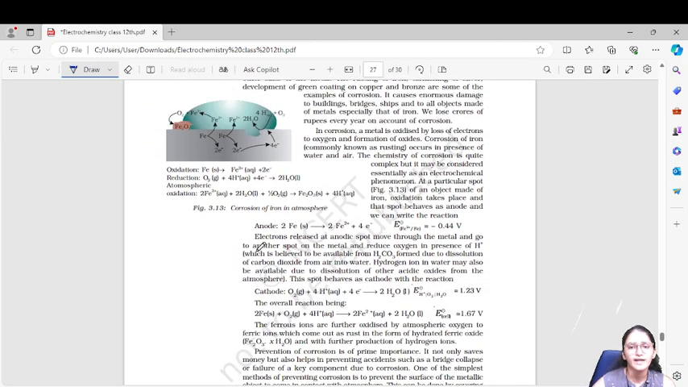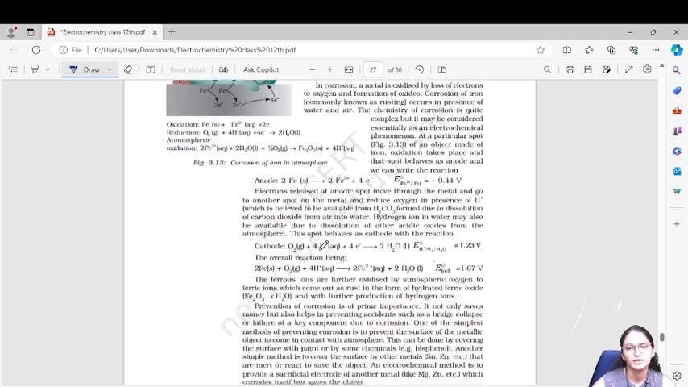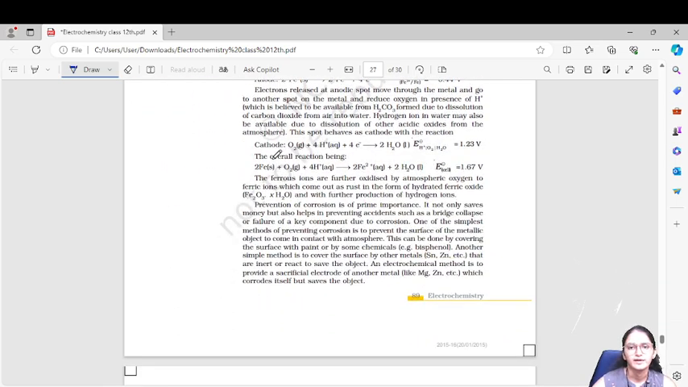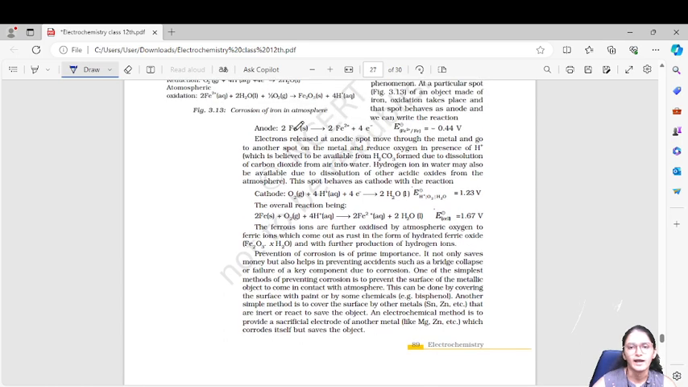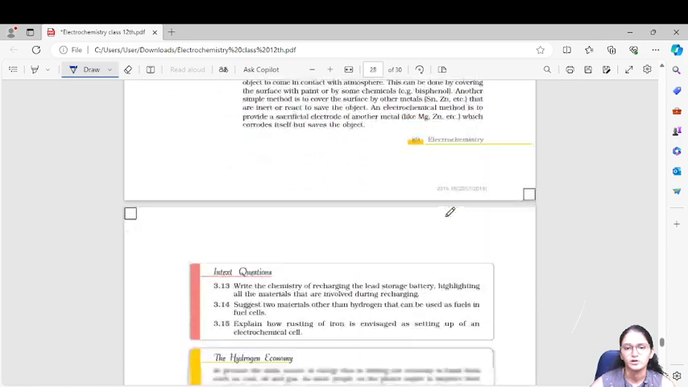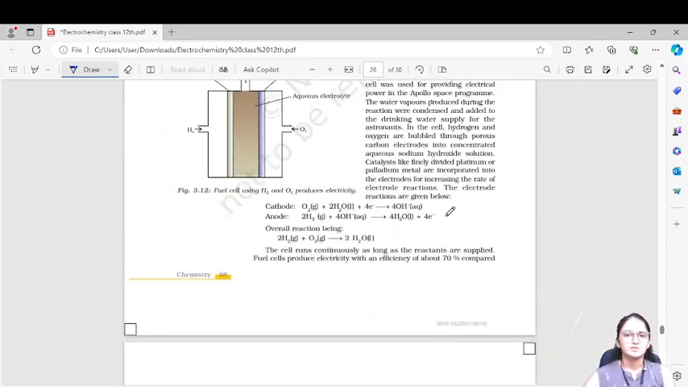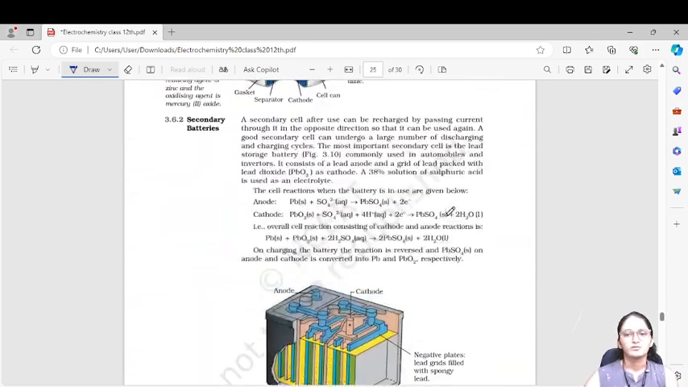Then, what happens at the anode and cathode during corrosion is given over here. At the cathode, oxygen combines with hydrogen ions and electrons to give water. At the anode, iron loses its electrons, undergoing oxidation: Fe gives Fe2+ plus 2 electrons. The overall reaction is, when iron is exposed to moist air or oxygen, you get Fe2+ ions and water. So this is about corrosion, which is the last part of this chapter.